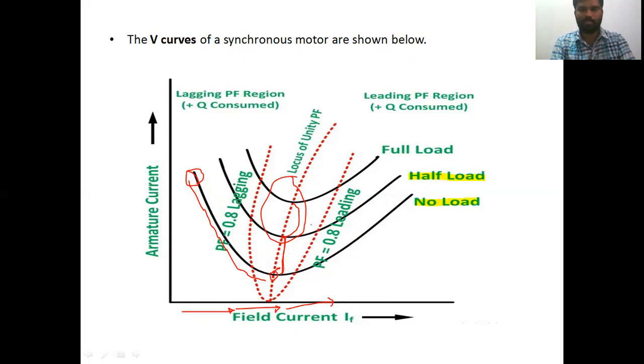Usually we will not prefer the machine to be running at leading power factor, but in some cases, in synchronous machines, the field current will be adjusted to operate at leading power factor. This is to compensate the power factor issues because of other loads connected to the same bus bar.